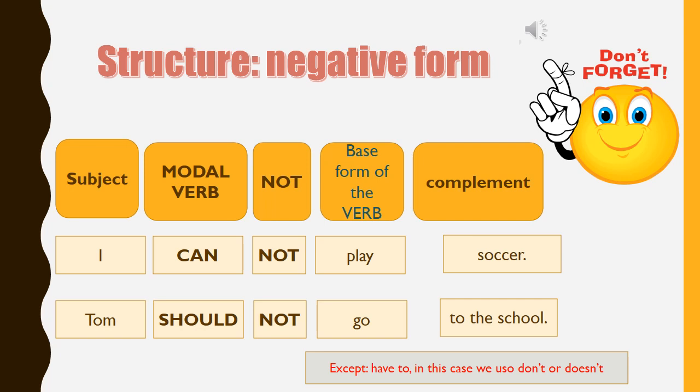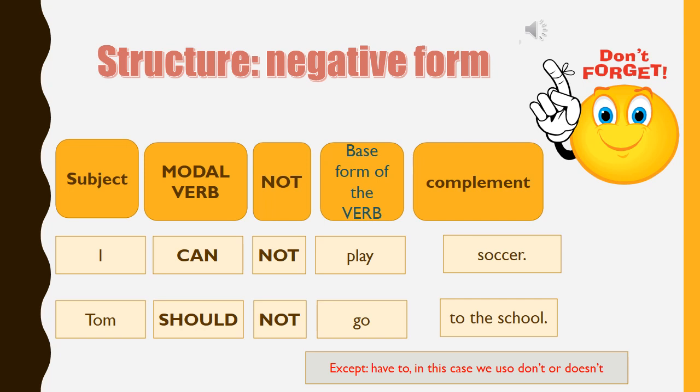Okay, in this part we are going to see the modal verbs in the negative form. How is the structure? We are going to use, similar to the affirmative form, a subject, a modal verb, but we are going to add not after the modal verb. Then we have the base form of the verb and finally the complement. For example, I cannot play soccer. In another example, Tom should not go to the school.